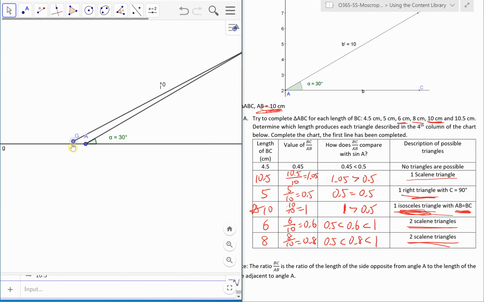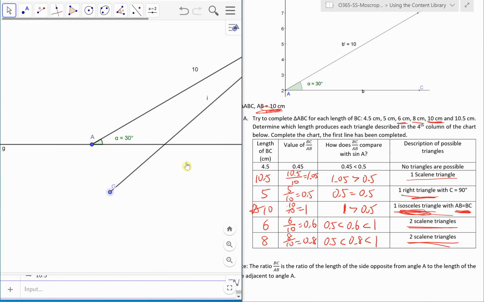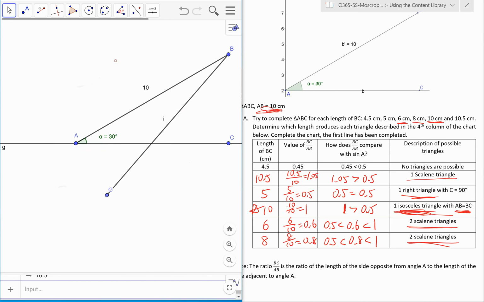Now you might say, well, how come it's not two triangles? How come it says it's one scaling? Well, it is because the angle A has to be 30, right? If you have BC on this side, then angle A is no longer 30. It's going to be 150 now, on this side of the angle, not on the right. So in this case, we would still have one scaling because angle A has to be on this side.